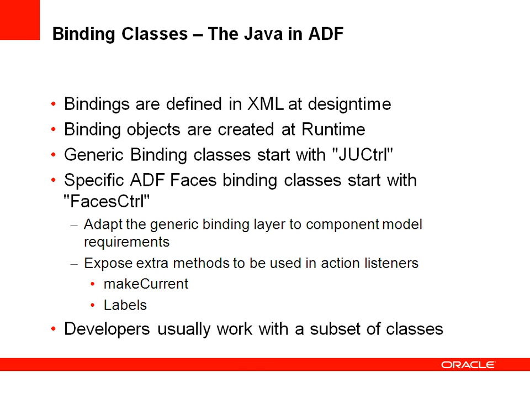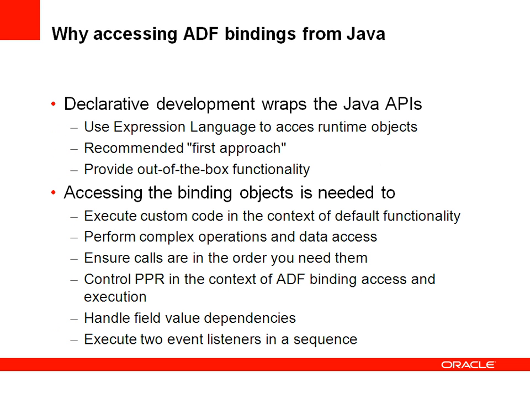Developers that use Java to access the binding layer, and this is an approach besides using expression language to get data from the binding or to interact with the binding, typically don't work with the full set of classes. A lot of classes in the binding layer are used internally by the framework and are not really required to be used by application developers. But there's a common set of classes that I'd like to introduce so that you know what these classes are doing and what they're good for.